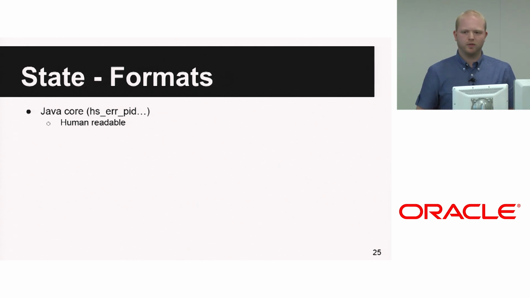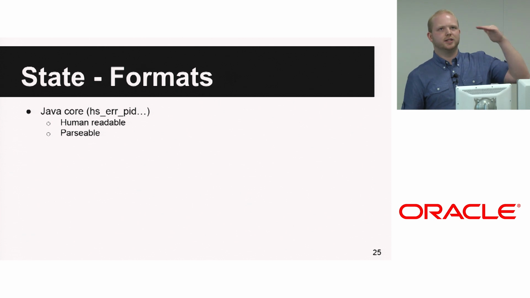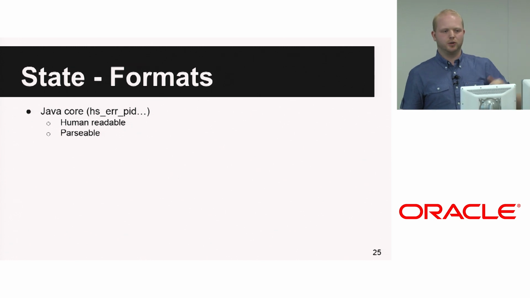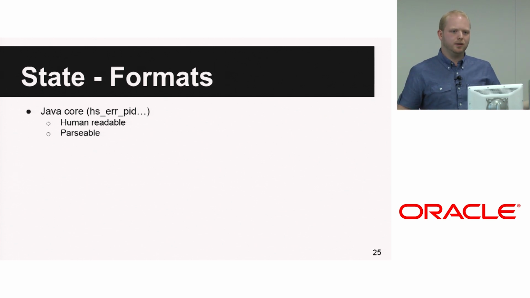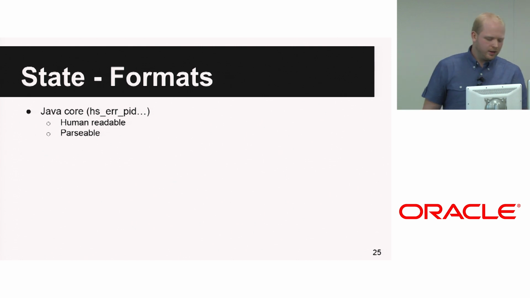It's a human readable file, and in the Java core, I didn't see that in the hotspot version, but it's parsable in the sense that what we have done is added a line code for every line, so you can actually easily find every line of a certain type. For example, you want to see all the memory segments that were allocated, and you just search for the code for memory segments, and there you go.